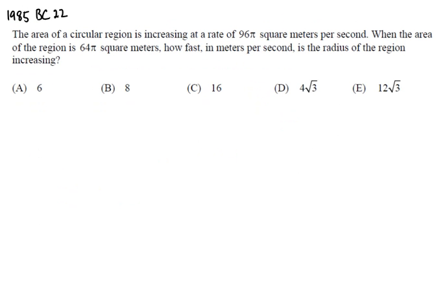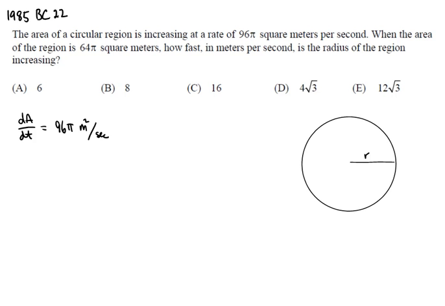In the next problem, we'll go on to 1985 BC 22. The area of a circular region is increasing at a rate of 96 pi square meters per second. So we have our circular region, and we know that the area of that region is increasing. So that gives us dA/dt, and it's increasing at a rate of 96 pi meters squared per second, when the area of the region is 64 pi square meters. So when A is equal to 64 pi meters squared, how fast in meters per second is the radius increasing? So we're looking for dr/dt.